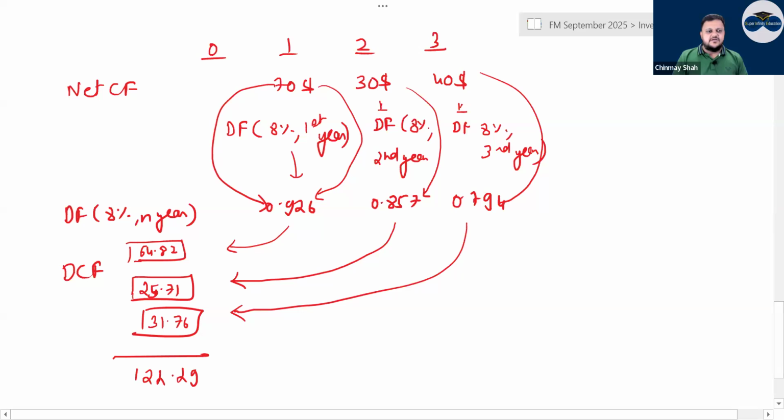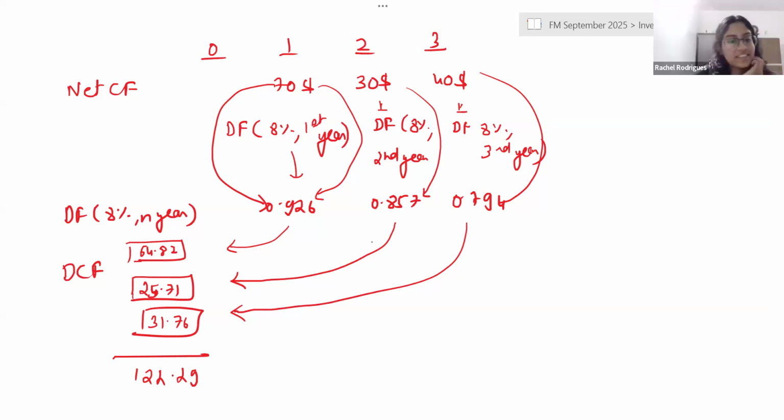Is the total okay, Janelia? Please check the total, everybody. Rachel, what do you say? Total is okay? Everybody getting 122 or 121? 122.29. You would have taken 24, Rachel, instead of 25. Everybody getting 122.29? Just check once.